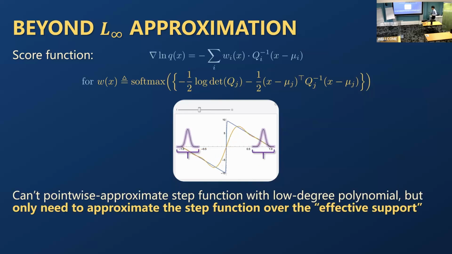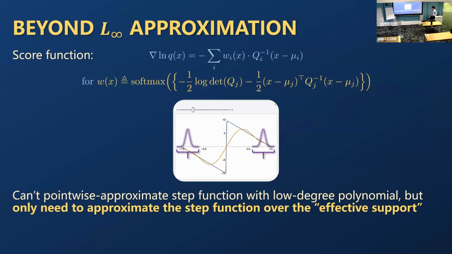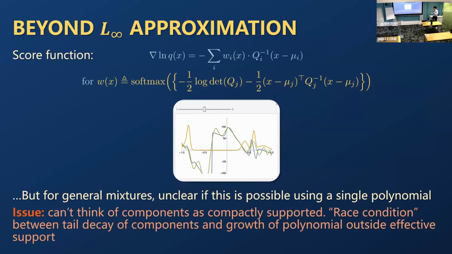Okay. And that would suffice for L2 accurate score estimation, which is what we really need to be able to learn using a diffusion model. But for general mixtures, it's really unclear whether you can do this in a single shot with a single polynomial. Even in one dimension. In higher dimensions, it's a total nightmare. For technical reasons that I'll sweep under the rug.